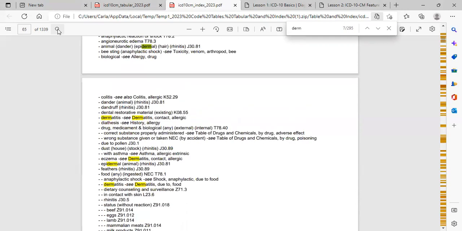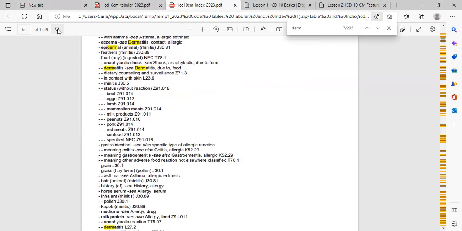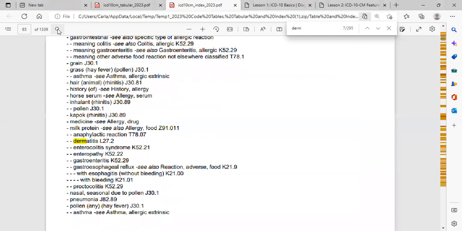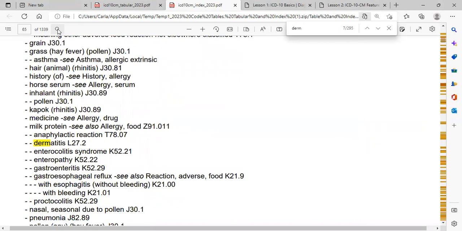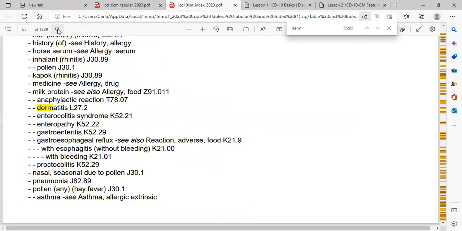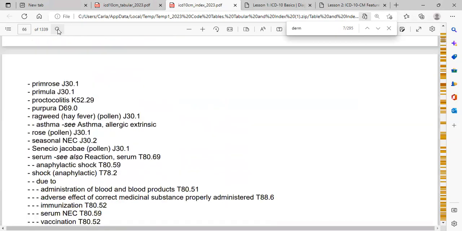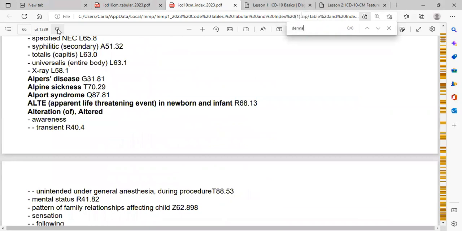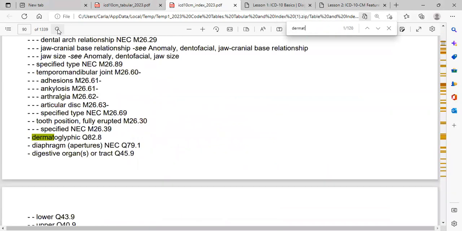Okay, so I'm seeing dermatitis, see dermatitis, contact, allergic. Do you see how it's getting us close to that area? So we have to see dermatitis, contact, allergic, and I am getting to that section. Dermatitis, we have L27.2 here. That is looking very good to me so far, because it says anaphylactic with contact, that is it. But I'm going to see if I can find it in another section.